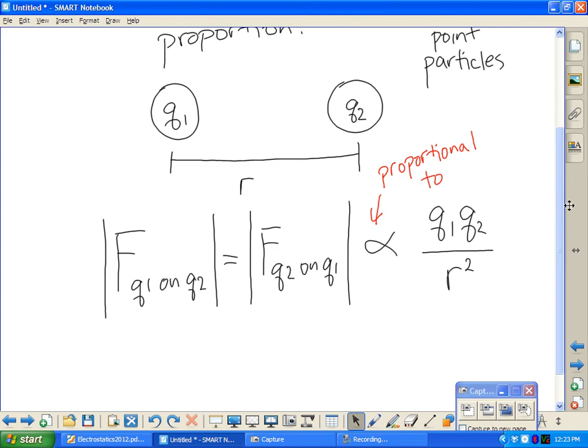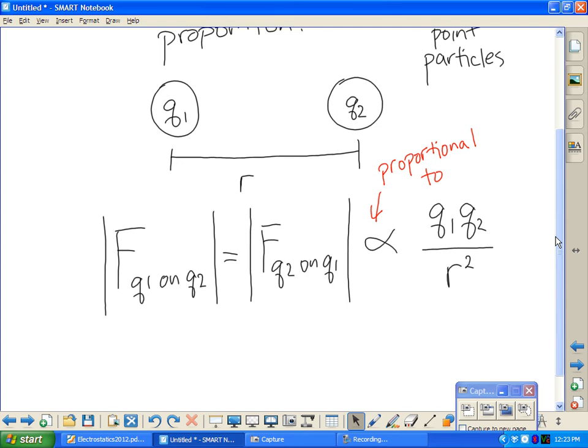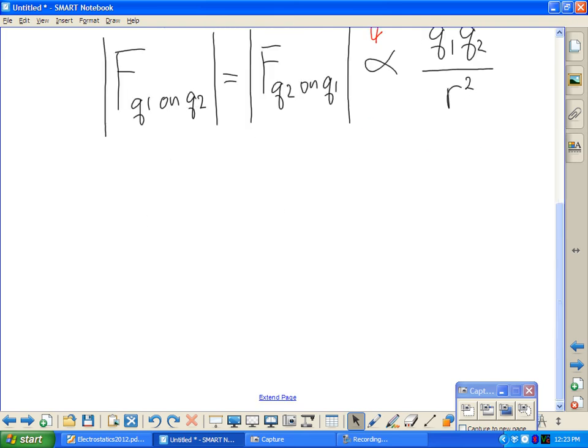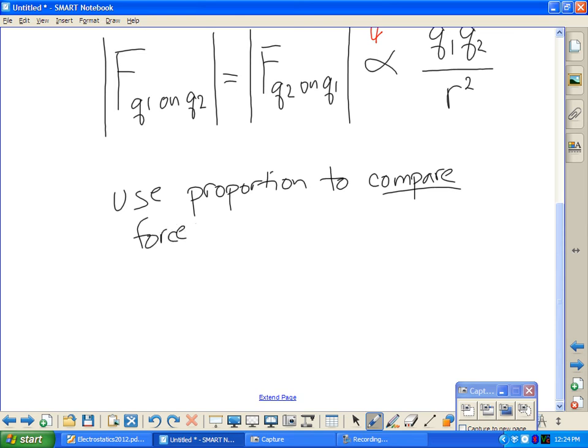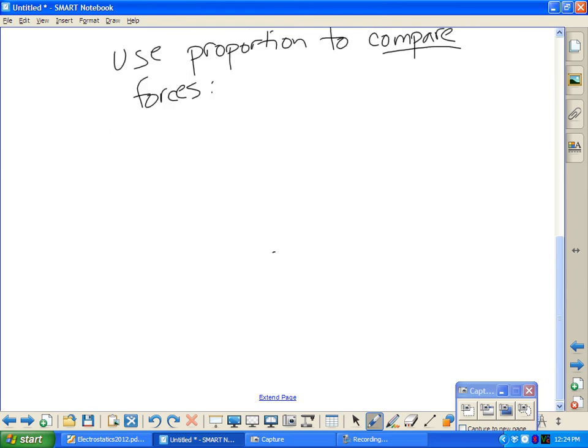So this proportion relationship is enough to compare the strength of the forces, even if you don't know what the force is, you can use the proportion to compare. For example, consider the following two situations. You've got a charge of plus Q and a charge of plus Q, and these are separated by a center-to-center distance, say d.